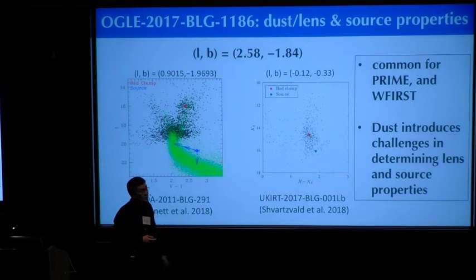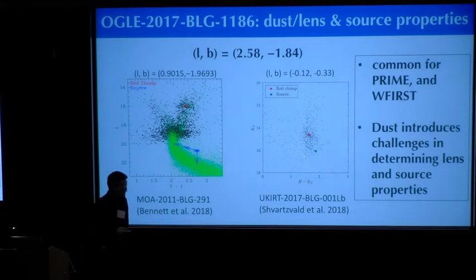Such events will be much more common in the future, for example, for the PRIME telescope Taka discussed and for the WFIRST survey in the future. So this introduces complications in determining the lens and source properties, their distances. So these challenges have to be met in order to understand the lens and source configurations.